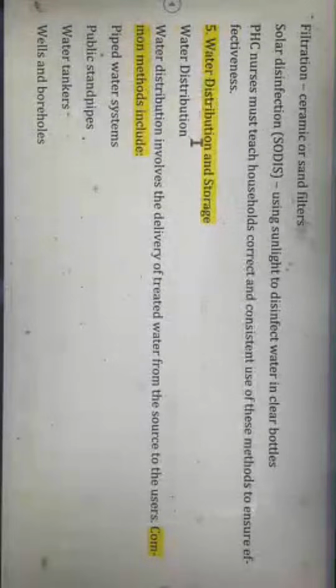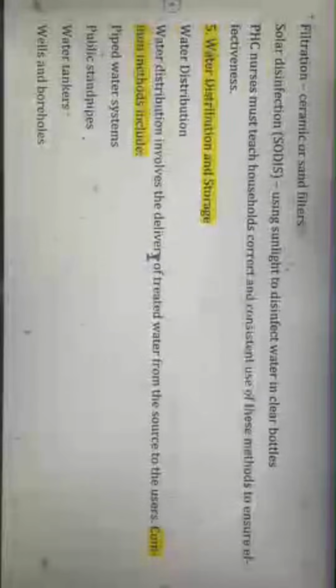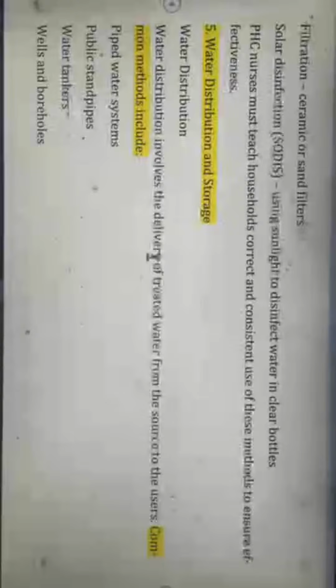So we have now the water distribution and storage. Water distribution involves the delivery of treated water, not ordinary water, treated water from the source of origin to where it is used. Like I said, you are studying this to know that water can be safe at the point of origin, but unsafe at the point of distribution and consumption. So why we are studying this is that number one, water should be safe from the point of origin through the point of distribution and the point of consumption. That is only when we can say that water is what? Safe and free from every microorganism.